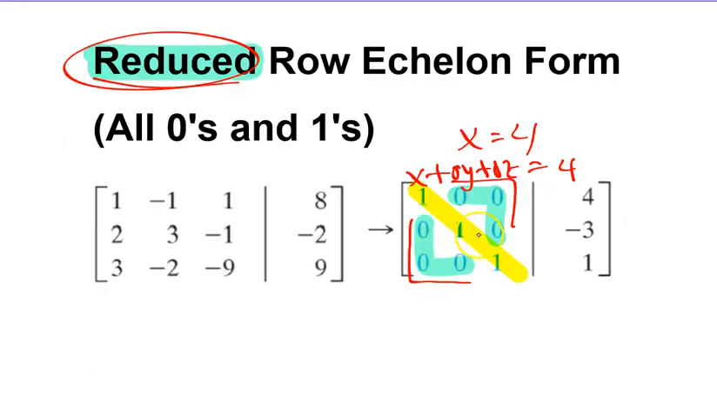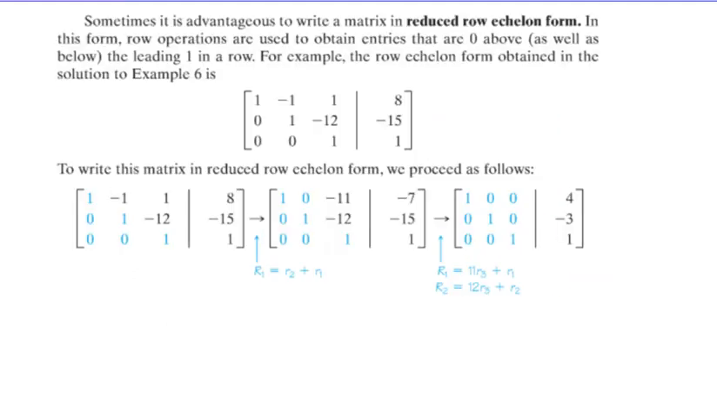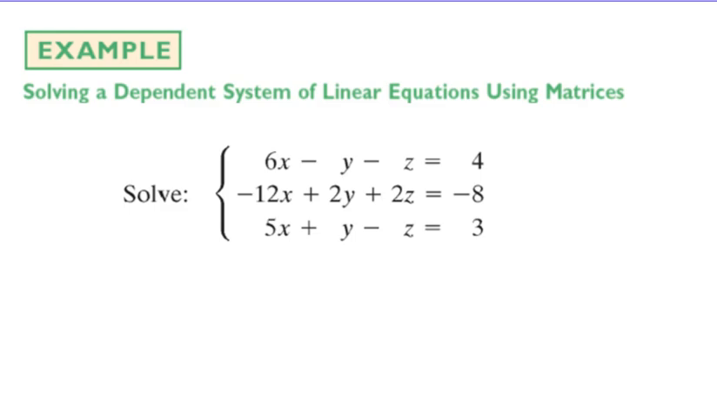Reduce row echelon says get all the 1s, and you can see this is a 1, 0, 0, which just means x is 4, y is -3, and z is 1. Again, you can do that on your calculator.